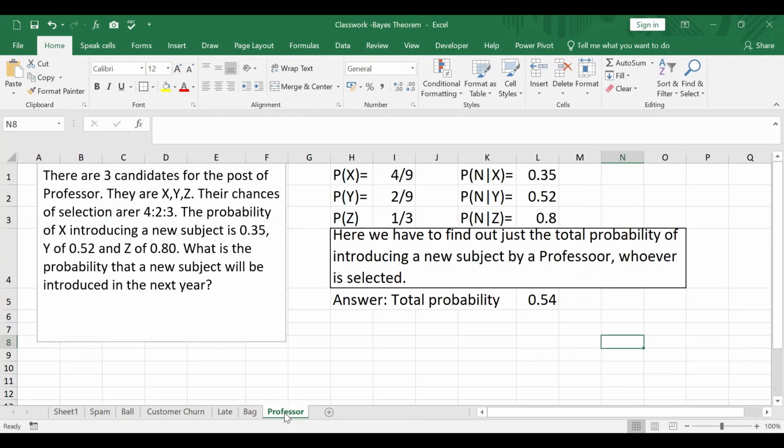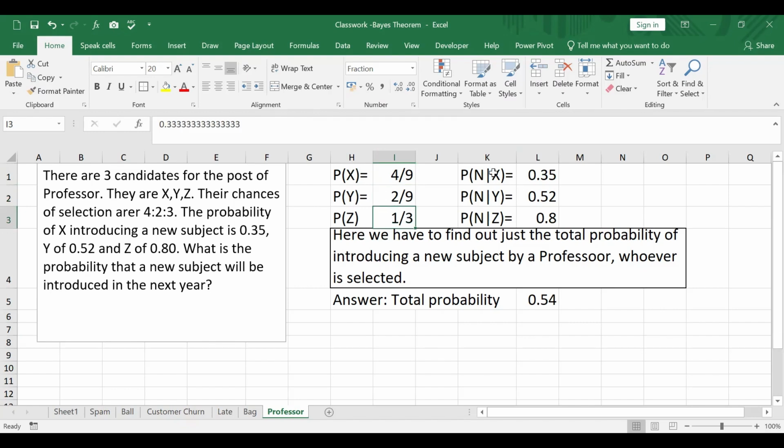There are three candidates for the post of professor. X, Y, Z are the people. The ratio, the proportion, is 4 is to 2 is to 3. Probability of X introducing a new subject is 0.35, Y is 0.52, and Z is 0.80. What is the probability that a new subject will be introduced in the next year? P of X is 4 by 9. Why 9? 4 plus 2 is 6, 6 plus 3 is 9. His share probability is 4 by 9. Y is 2 by 9.